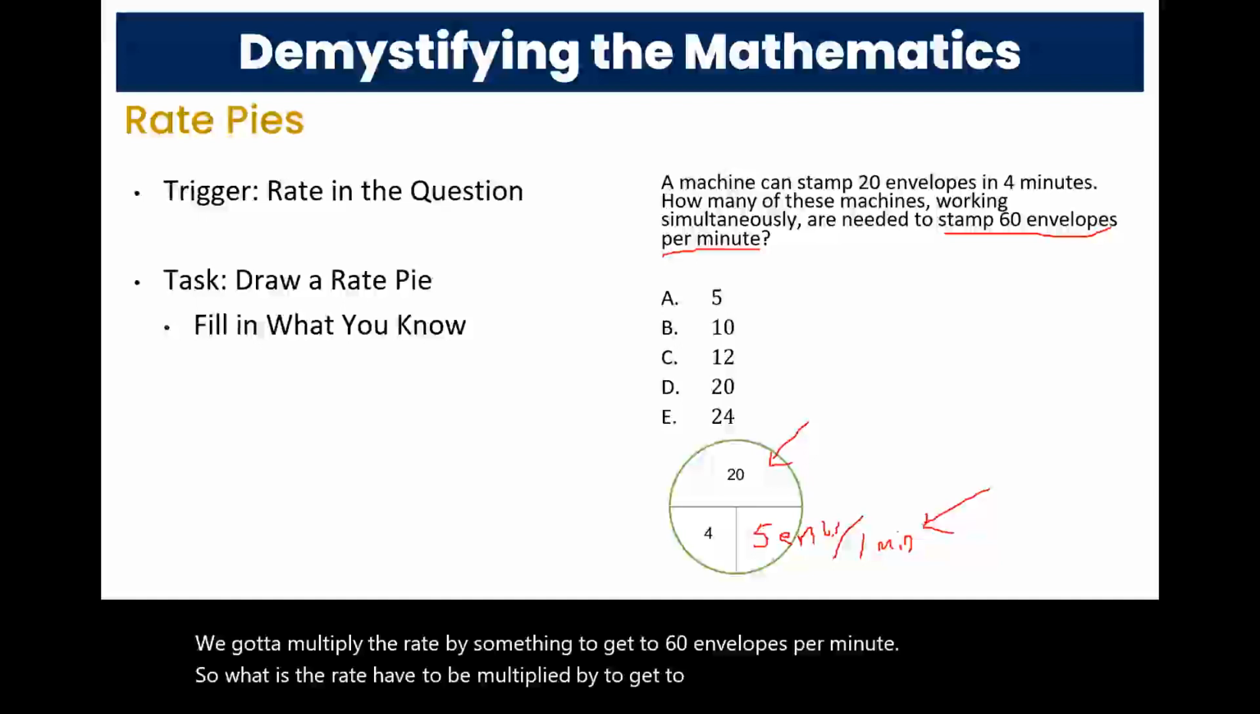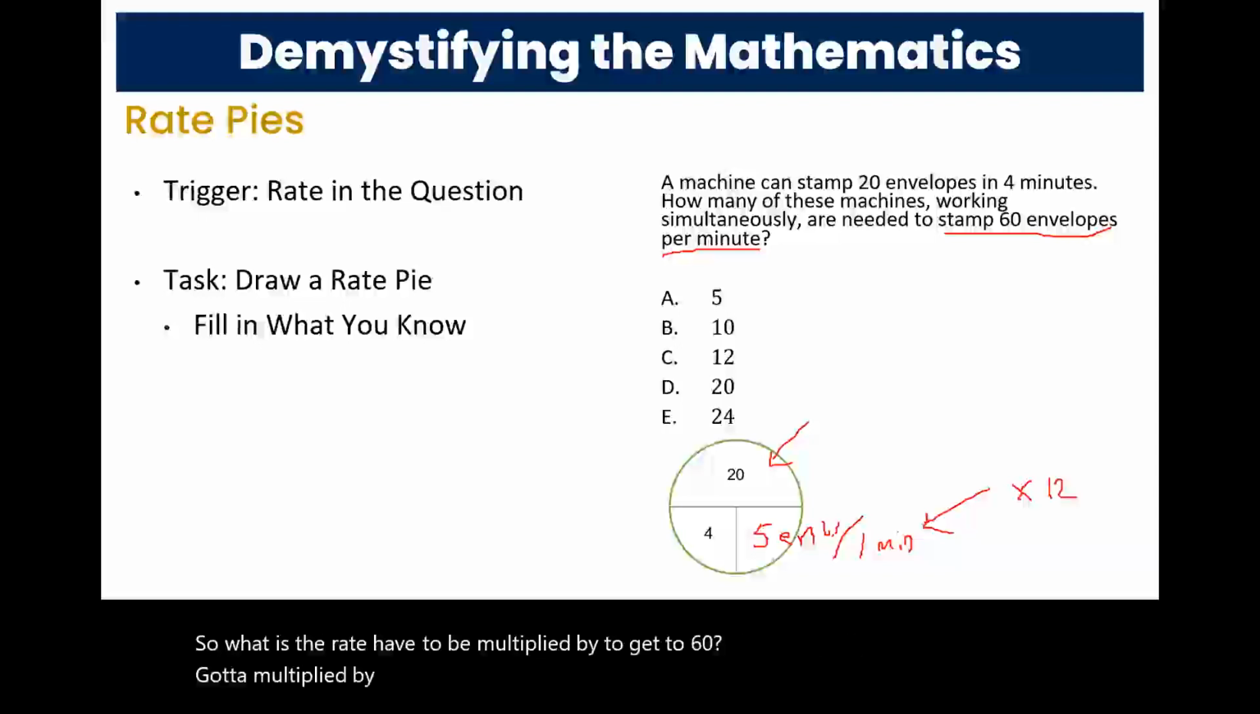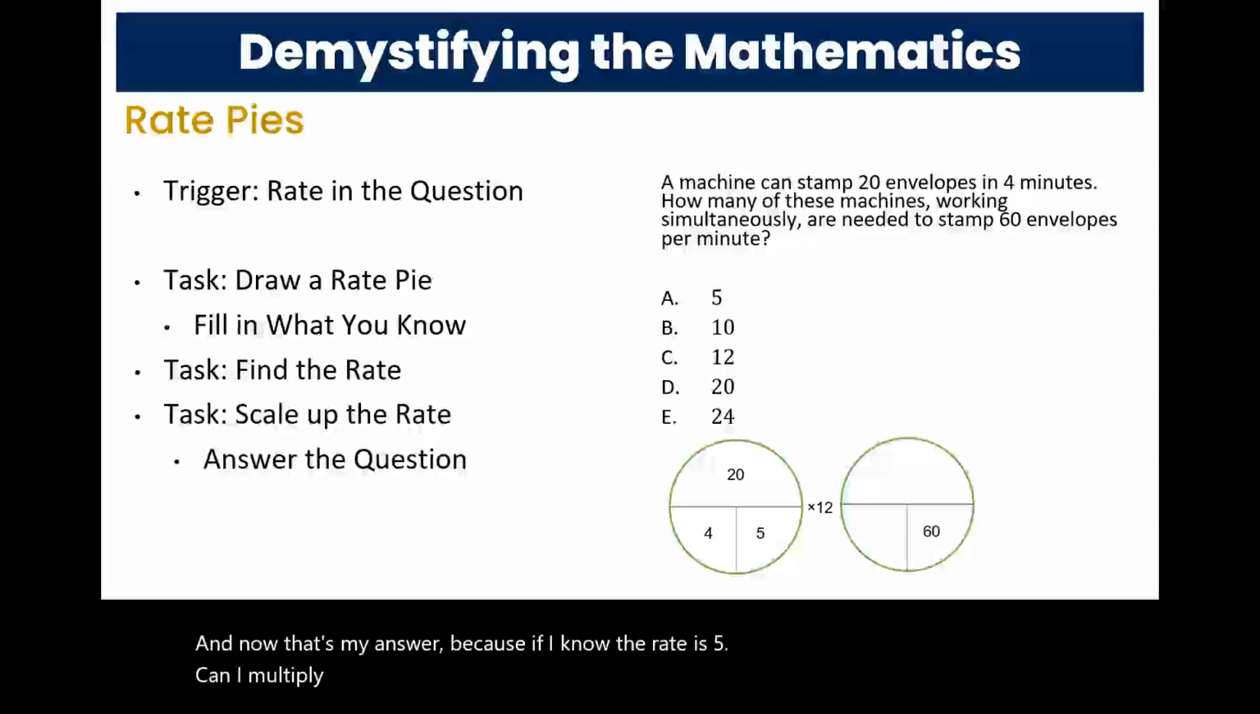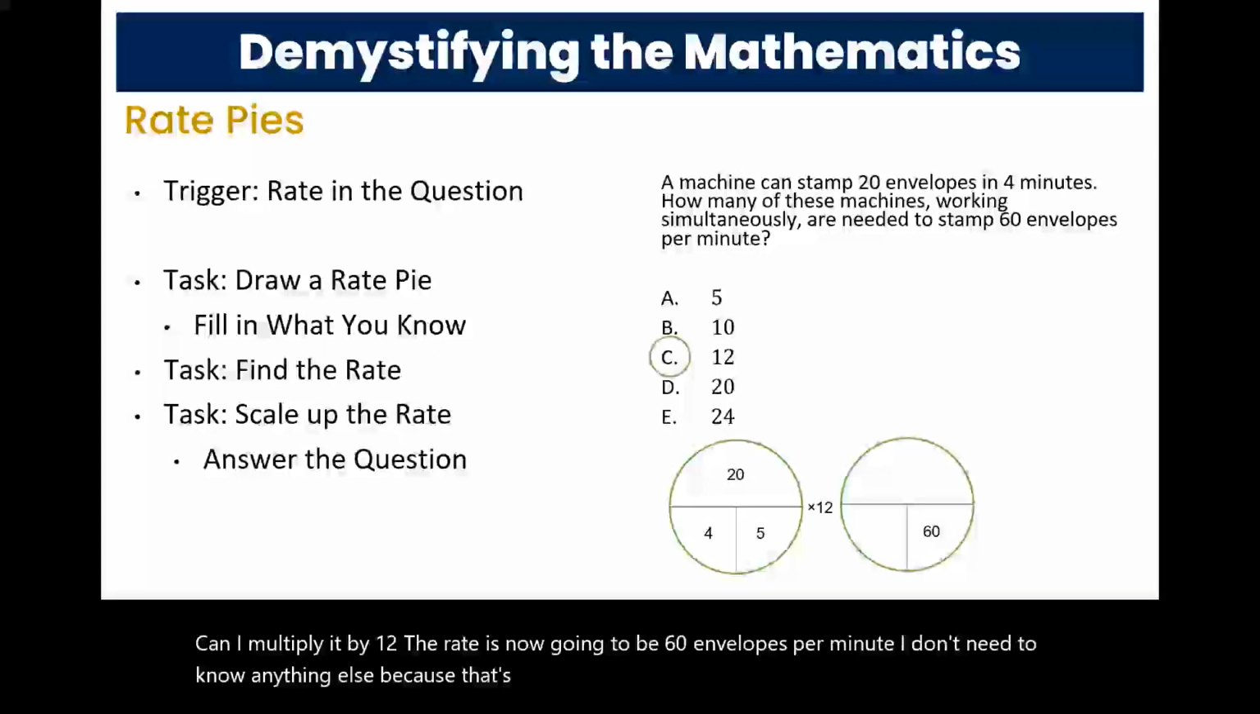We got to multiply it by 12. That's right. And now that's my answer, because if I know the rate is 5 and I multiply it by 12, the rate is now going to be 60 envelopes per minute. I don't need to know anything else because that's just what the question's looking for.